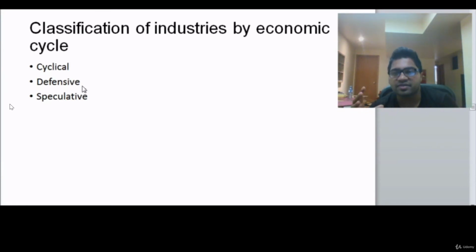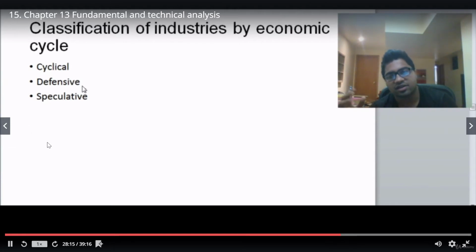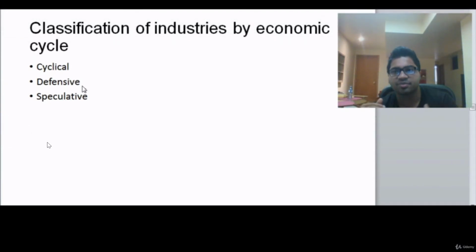Defensive companies are relatively stable across business cycles. They have stable earnings and profits even in expansion and recession, so they are not impacted much by the business cycles. An example is pharma. Consumption of medicines is not related to the economy, so it doesn't go up and down with the economic cycles. Then there are speculative industries. These are new industries and high risk. They do not have any bearing to the economy.